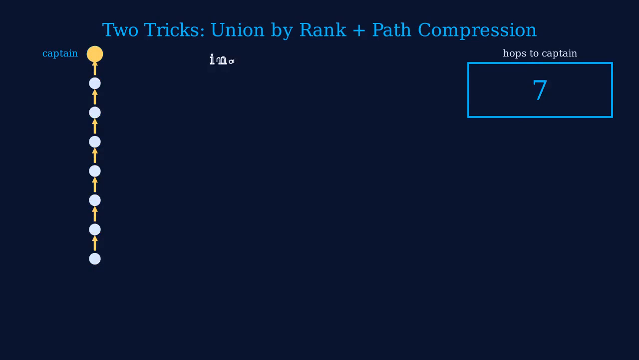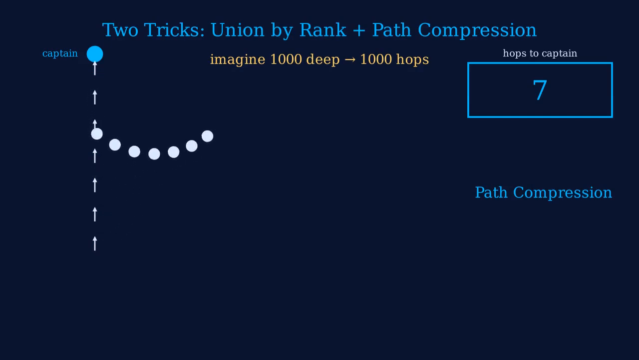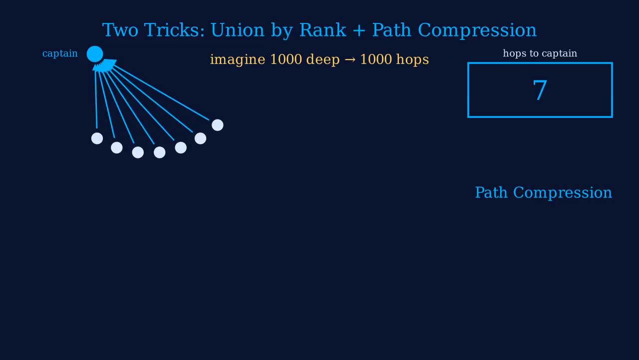Trick 1, union by rank. When you merge 2 groups, always attach the smaller tree under the bigger one's captain. This keeps trees short and bushy. Trick 2, path compression. Every time you walk up a chain to find a captain, you repoint everyone you pass directly at the captain. The next lookup is 1 hop.